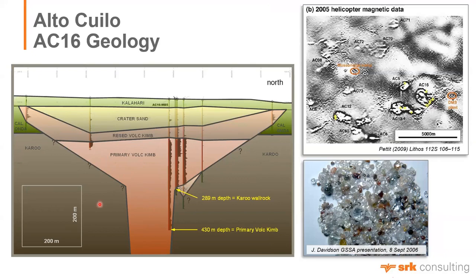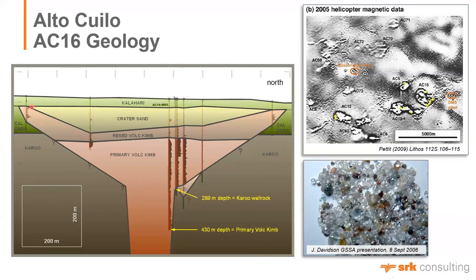One of the things we've done at Alto Cuilo is we've relied a lot on magnetic logging. So you can see some profiles downhole of the magnetic signal of the kimberlite as we logged it. Obviously, the Kalahari sand has no magnetic signal. The crater facies sands have very little, but here and there you can see little bits of kimberlite. There's a bit over there, a bit over there, a bit over there.